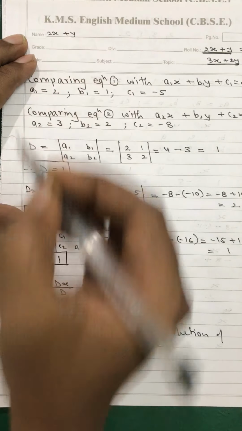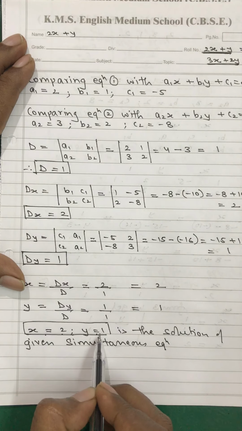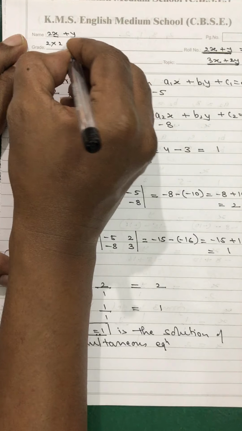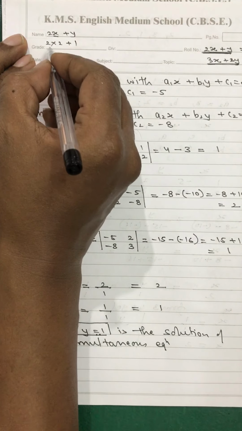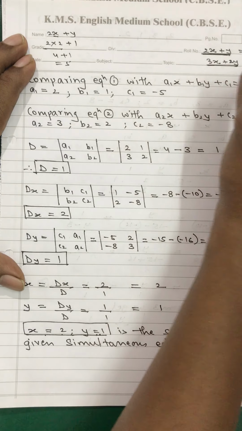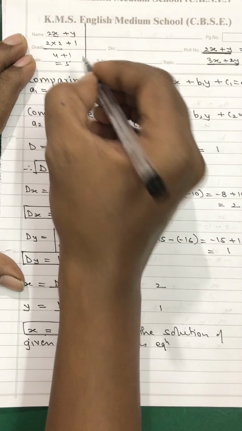So here in the first case, it is 2x plus y. x is equal to 2, y is equal to 1. So what I will do? x is equal to 2, y is equal to 1. This will become 2 2s are 4 plus 1 is equal to 5. Correct? Yes.